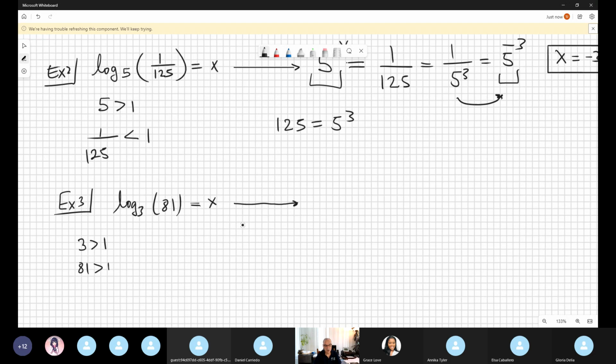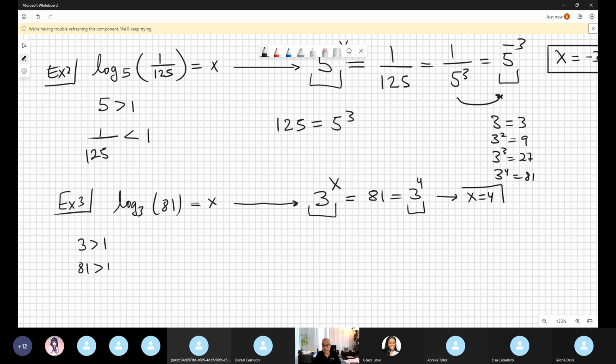You change to the exponential, the base is 3, the exponent I don't know, equal 81. 3 to the second power is 9, 3 to the third power is 27, multiplying by 3 again, 3 to the fourth power is 81. Same exponential function and same base, therefore the exponent is the same, x equals 4. And we predicted that because both are greater than 1. If one is greater than 1 and another less than 1, we have a contradiction and you flip it.